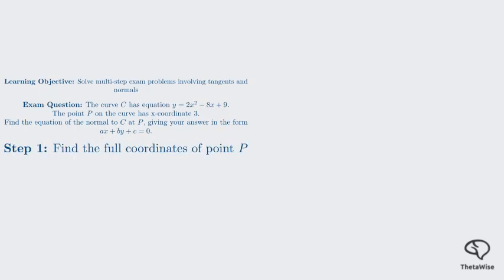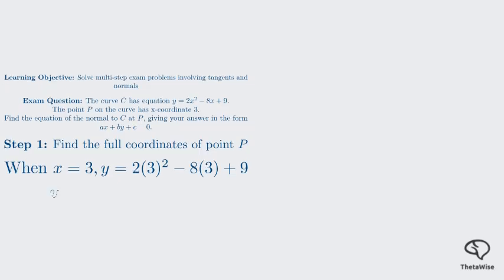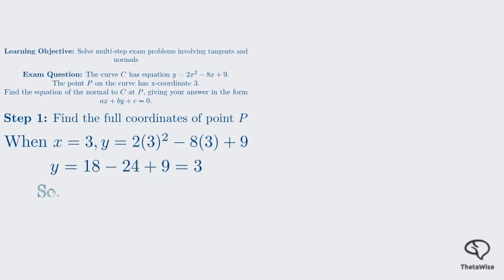Let's break this down into 4 clear steps. Step 1. Find the full coordinates of point P. When x equals 3, we substitute it into the original equation to find y. y equals 18 minus 24 plus 9, which simplifies to 3. So, point P is at the coordinates 3, 3.